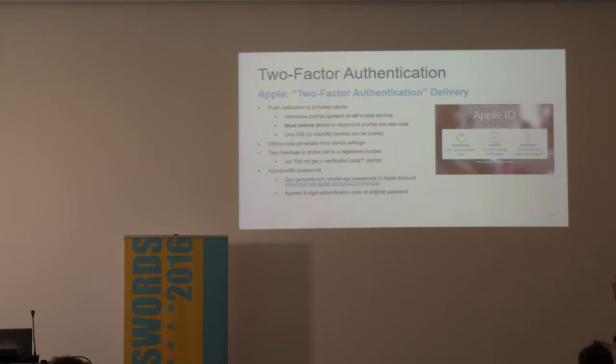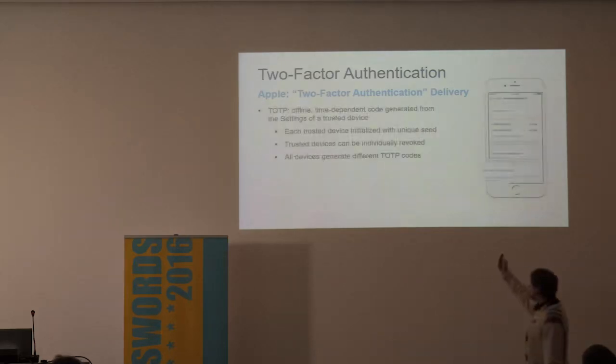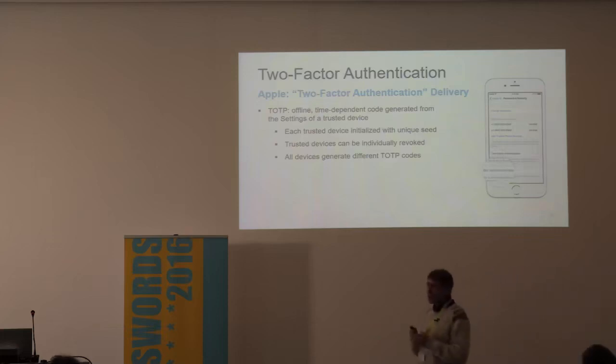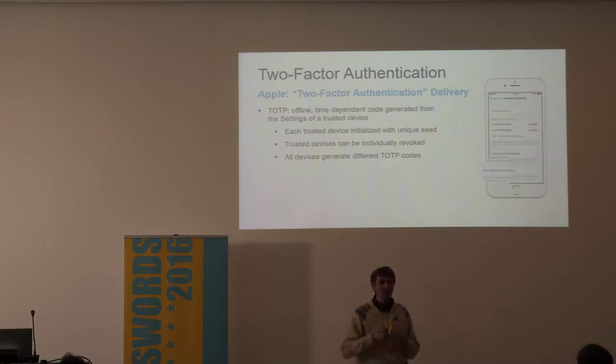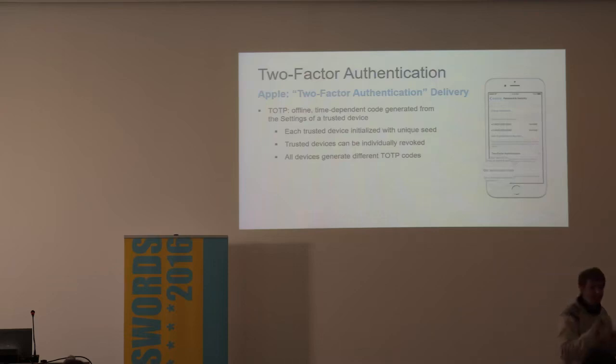Two-factor authentication also has application-specific passwords. You can generate and revoke them from your Apple account. In addition to all that, two-factor authentication uses an offline TOTP protocol. This is pretty much standard for all the other two-factor authentication methods. However, Apple does not reveal the seed. It doesn't reveal the secret. It doesn't give you the QR code that you might be able to scan. Instead, the seed is pushed to a trusted device directly from Apple Cloud servers.